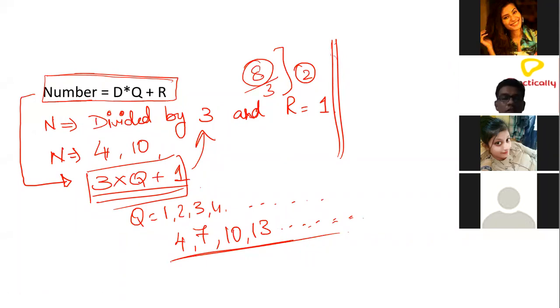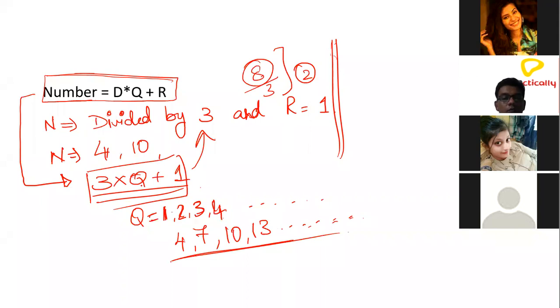Where is Q? Q is here, right, Shiva? What are the Q values you are saying? You are saying if Q value is 1, if Q value is 2, if Q value is 3, if Q value is 4. So start placing 1, 2, 3, 4 in place of Q value. What are the values you're going to get?